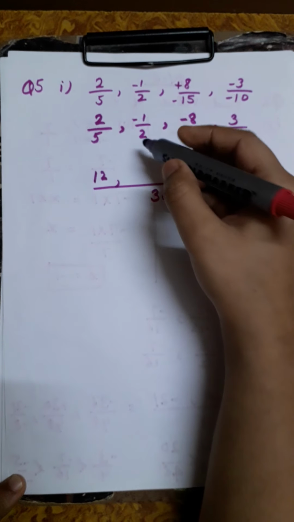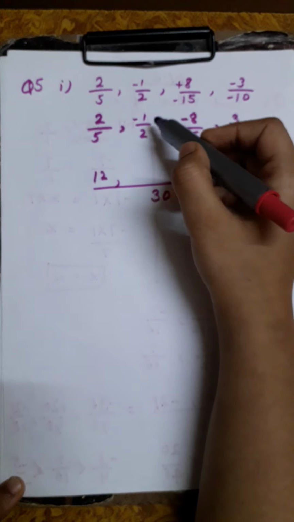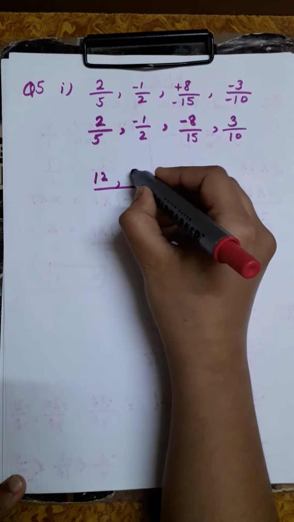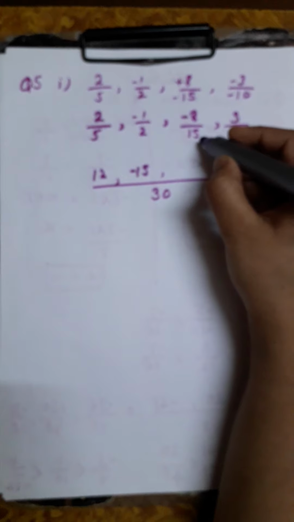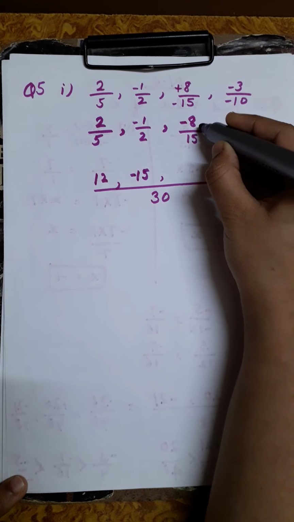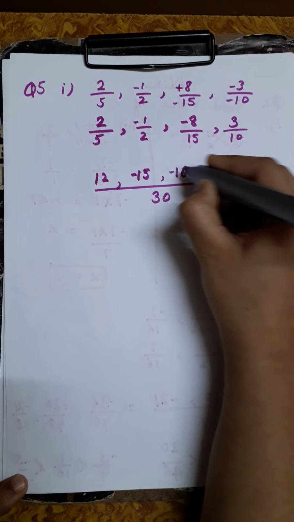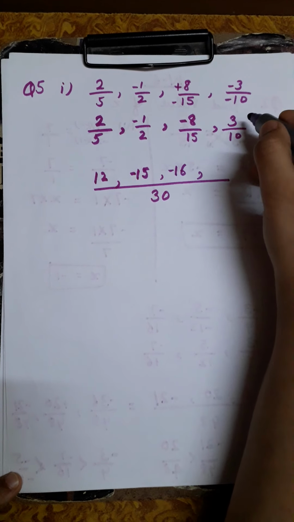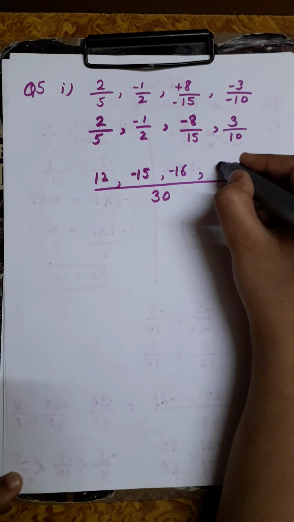And the second number 2 is multiplied with 15 to make it 30. So 15 will be multiplied in numerator. So minus 1 multiplied by 15 is minus 15. And for the third term, what number should be multiplied with 15 to make it 30? It's 2. So 2 is multiplied in numerator also, and minus 8 multiplied by 2 is minus 16. And for the fourth term, 10 multiplied by 3 is 30. So the numerator is 3 and 3 also must be multiplied with 3. So 3 3s are 9.